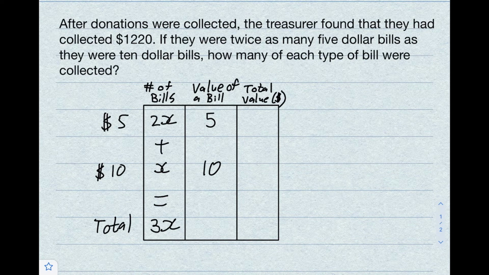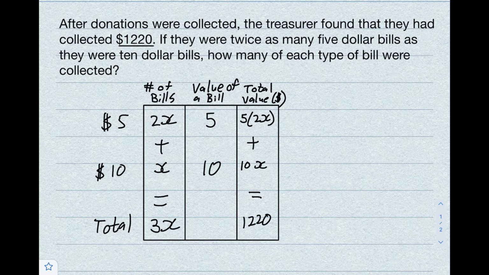So now, we know that if you multiply, say you had 6 $5 bills, you'd have $30 because 6 times 5 is 30. So if we multiply the value of a bill times the number of bills, we'll get the total value. We'll do the same thing here. The value is 10. We have X bills. That'll just become 10X. So we don't have to show those parentheses. And then if we add these together, we should get our total. But this time, we do know the total. It's 1,220.